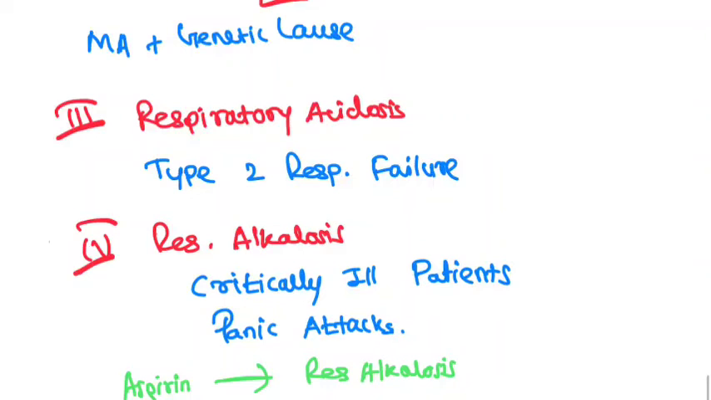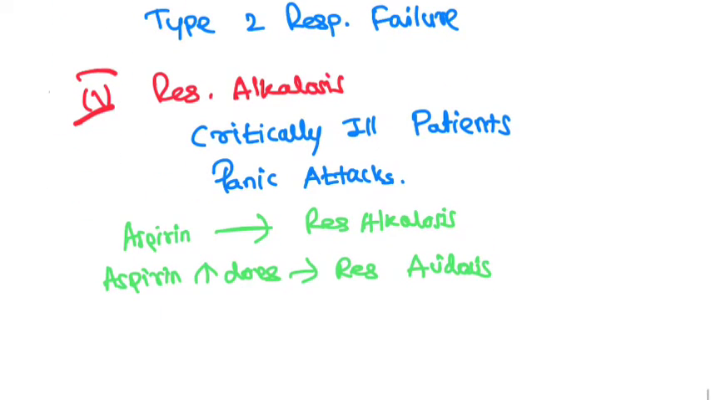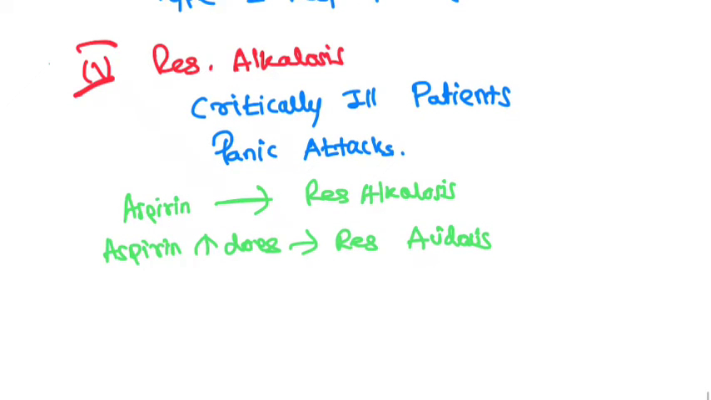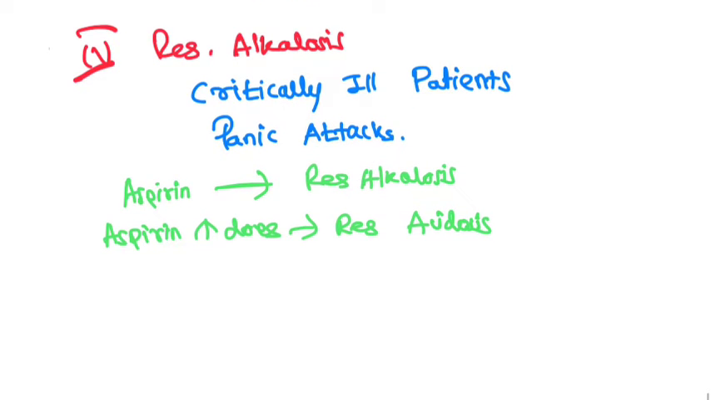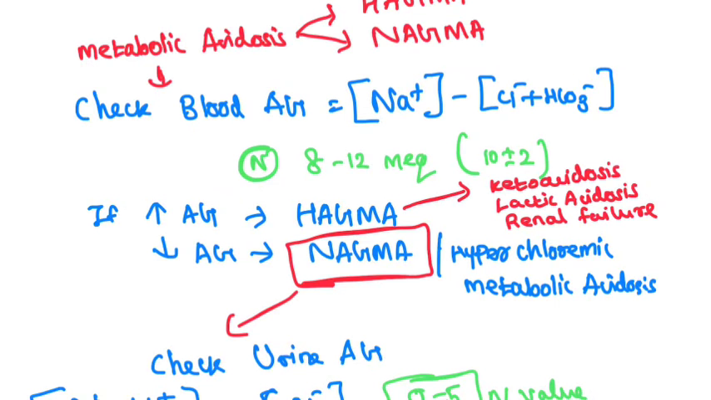Then move further. Respiratory acidosis is caused by type 2 respiratory failure. Respiratory alkalosis mostly occurs in critically ill patients and panic attack patients. Normally, if aspirin is given, respiratory alkalosis will occur. If aspirin is given in high doses, respiratory acidosis will occur.